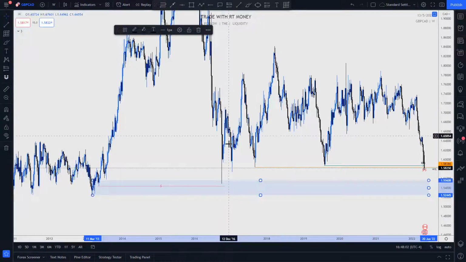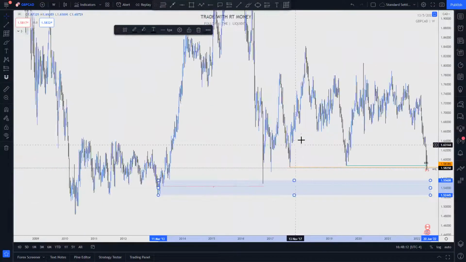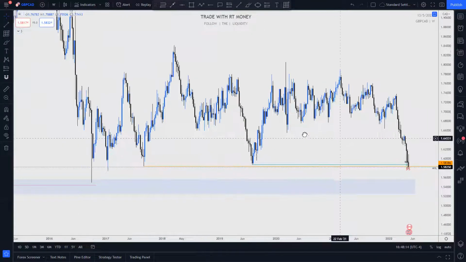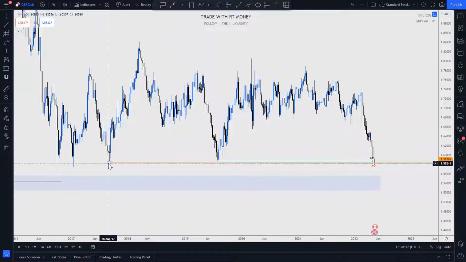From here, we finally get price to break highs. Then it comes down and sets this low here, which breaks that high. This is a strong low. Why am I pointing that out? That's a multi-year low, folks. That low was made in 2017. And we finally broke through it last week.